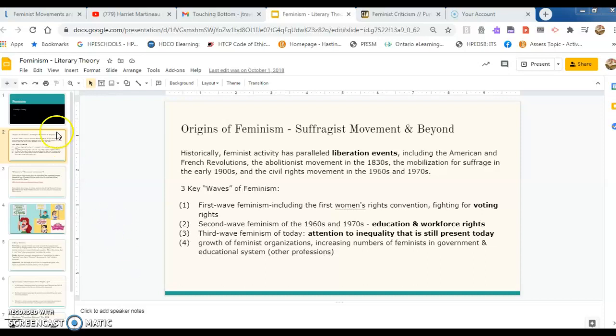So, I'm going to use this slideshow that I had started with when we started reading Touching Bottom before we actually read through the story. So you can actually reference some of these slides within that.